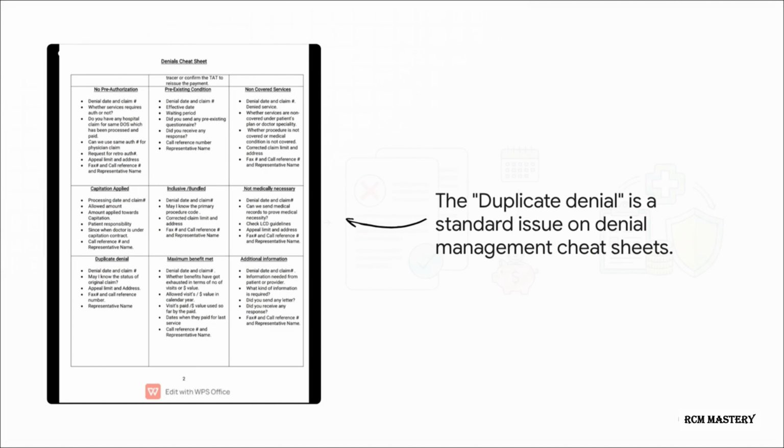And hey, if you feel like you see this one a lot, you are definitely not alone. The duplicate denial is a classic. It's on just about every denial management cheat sheet out there. The fact that it's so common means there's a really well-established process for getting it fixed.